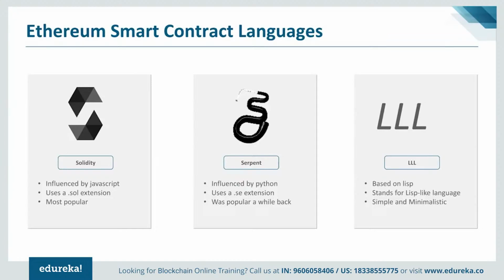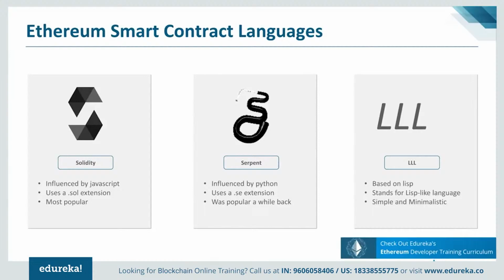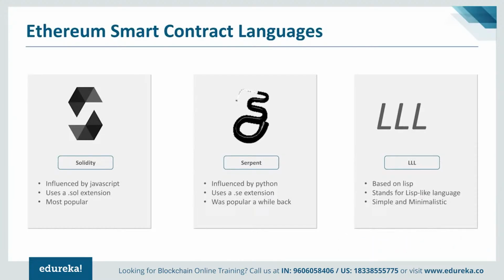Triple L is based on Lisp, which is another programming language, and it stands for Lisp-like language. Triple L was one of the first languages that was actually built for running smart contracts on Ethereum because of its very minimalistic and lightweight features, which make it very suitable for running on the Ethereum virtual machine. Second that got really popular was Serpent. Serpent is influenced by Python and uses a .se extension after its file. It was pretty popular a while back, but due to security breaches, it has now been deprecated.